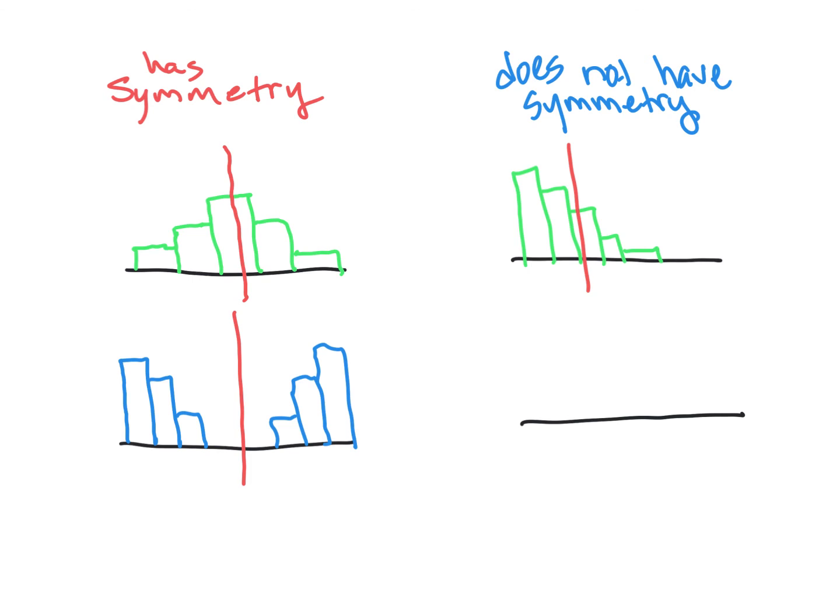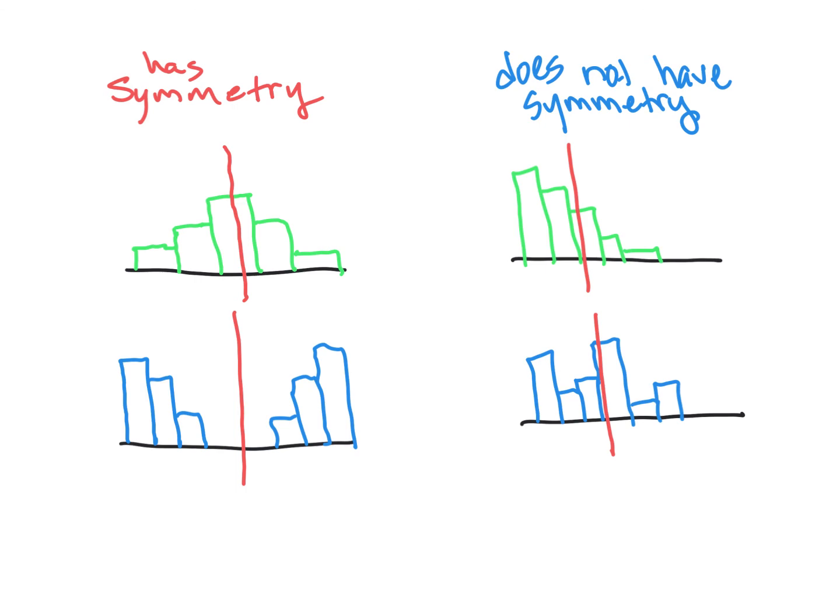Another example of a does not have symmetry, maybe my data looks something like this. Maybe it has two peaks. If I went down the center of that data, it's not necessarily meeting up. This folding over to here is not going to match up. It's not going to be a mirror image. So that would be something that does not have symmetry. So hopefully those examples help you to understand what they mean by has symmetry or does not have symmetry.